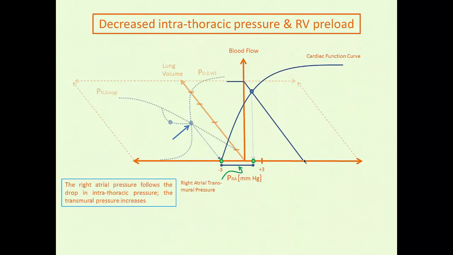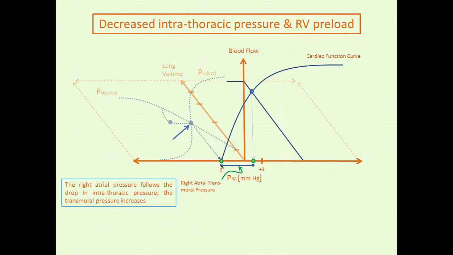When you unclamp the vena cava and allow venous return to occur, then it's the intercept of the venous return curve and the cardiac function curve that determines your right atrial filling pressure that you would measure with a catheter if you were to put the catheter into the right atrium like you get with a CVP monitor. And that's this pressure here, and again it's slightly above atmospheric pressure.